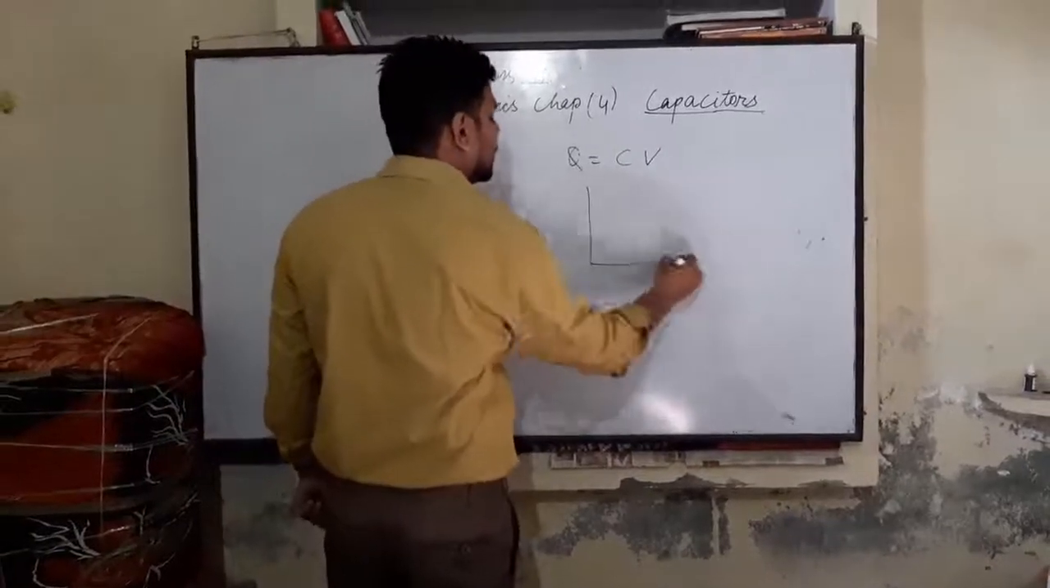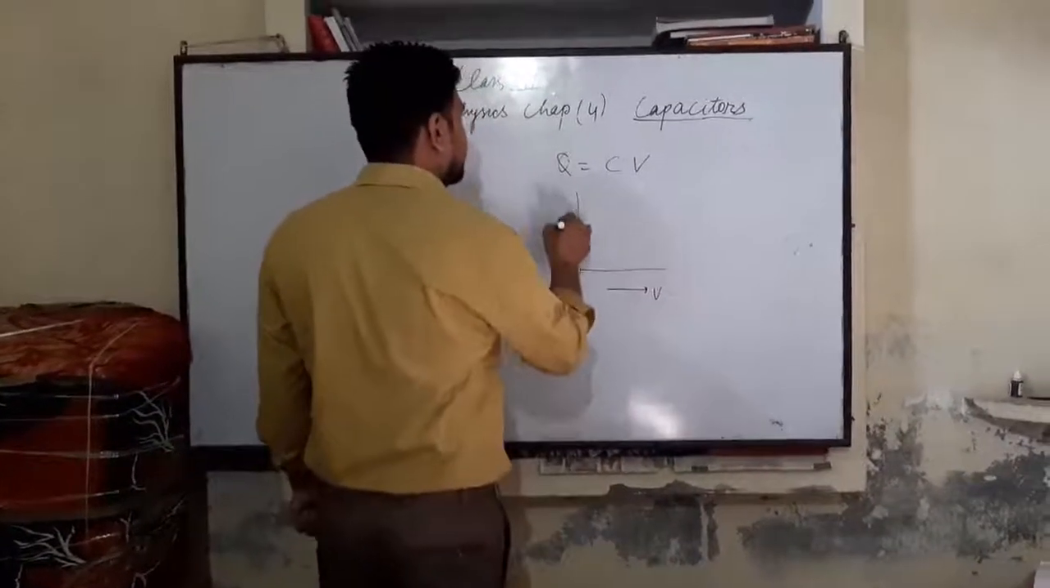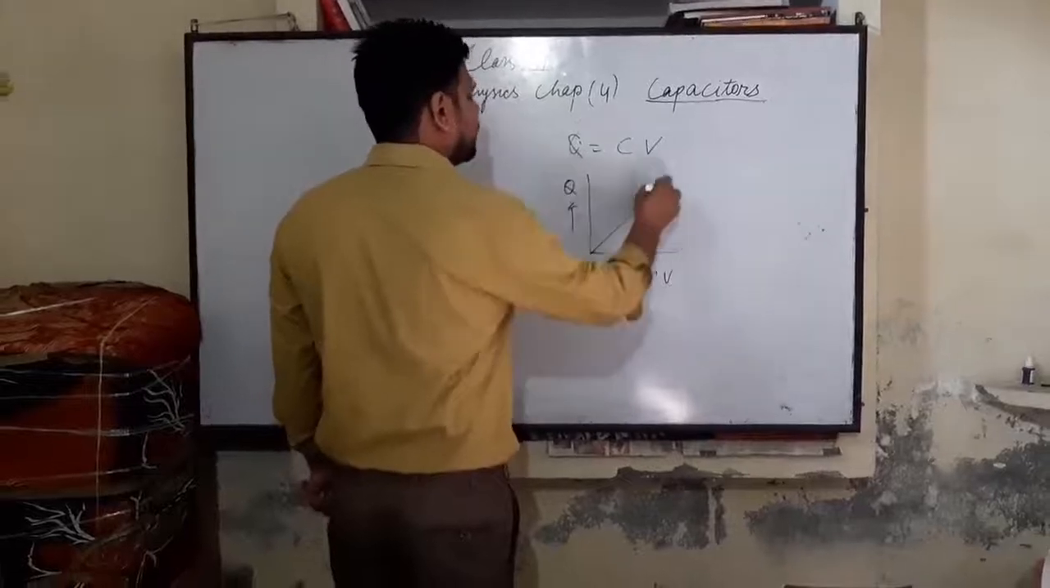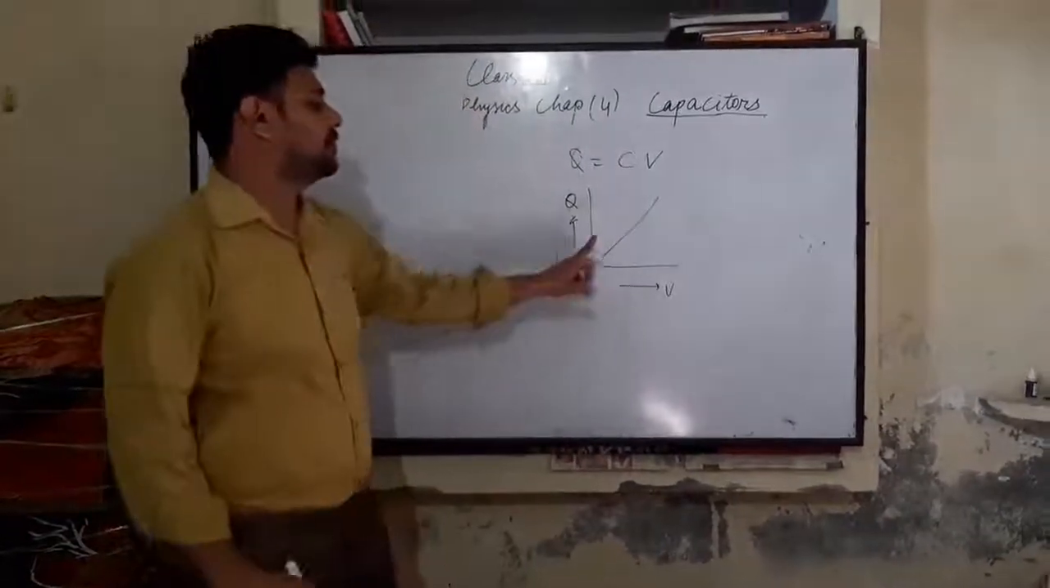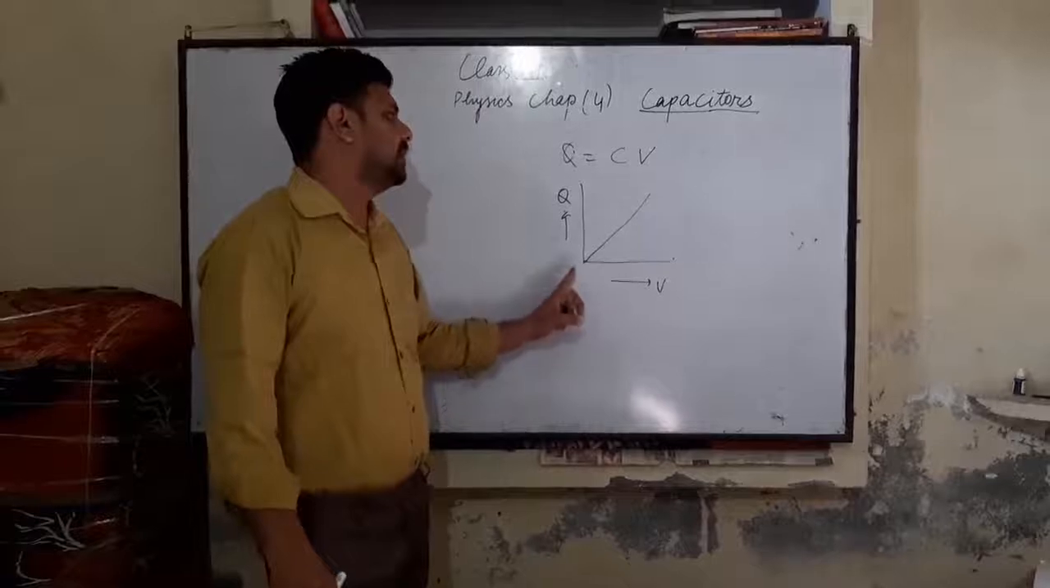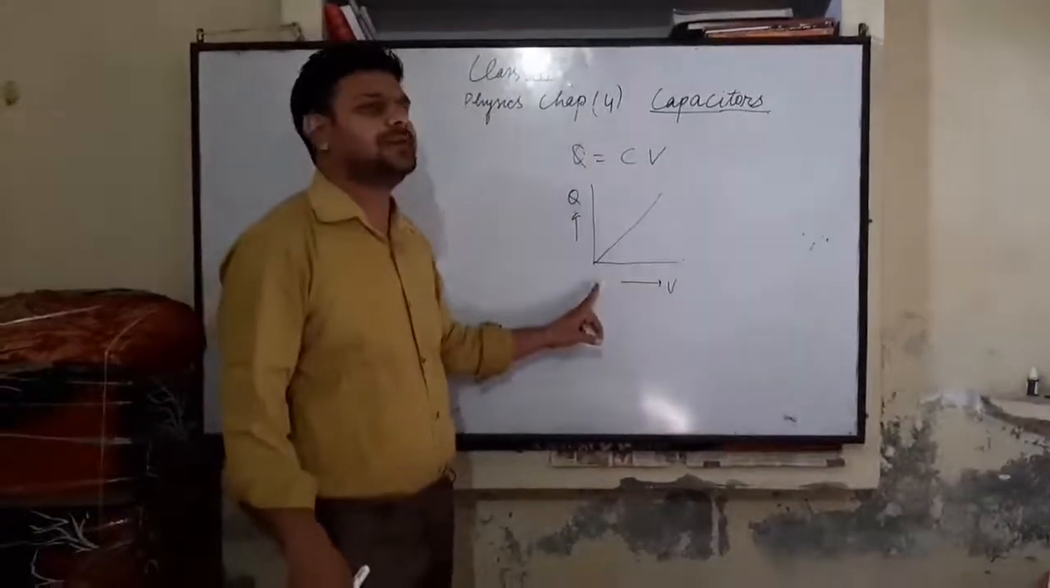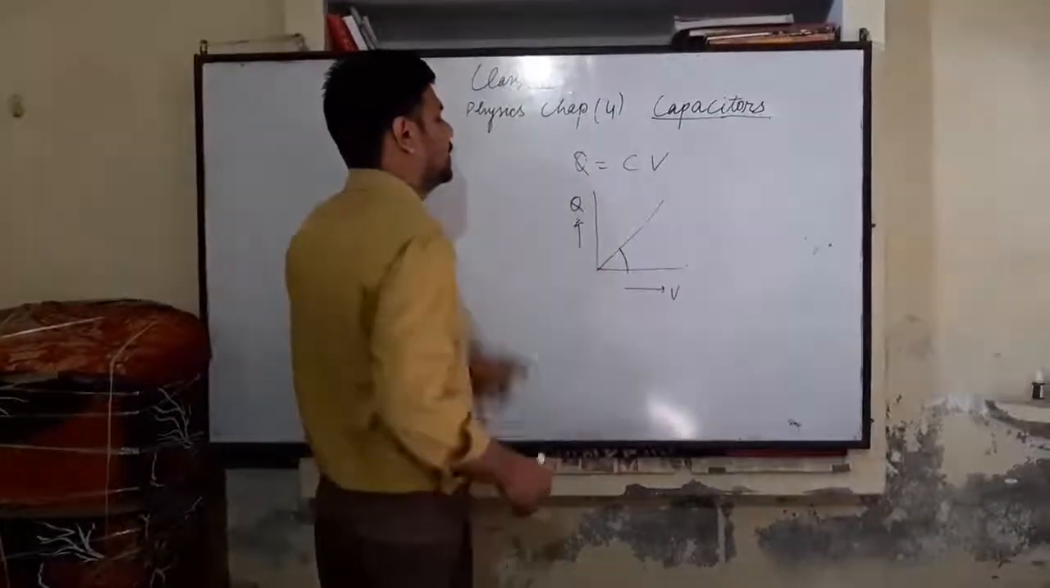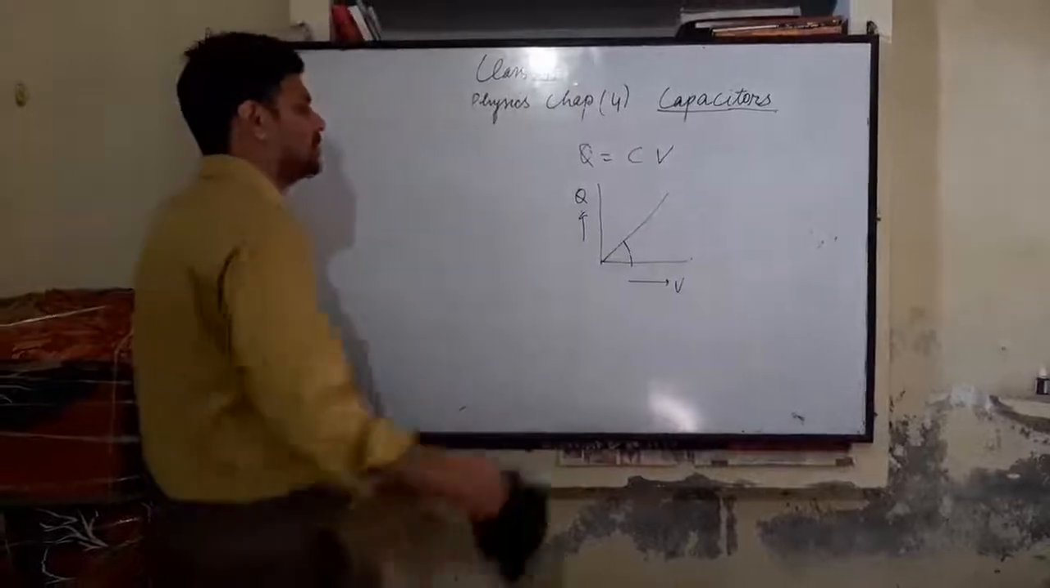If we plot a graph between V and Q, it will be a straight line. The slope of this graph represents the capacitance of a capacitor.